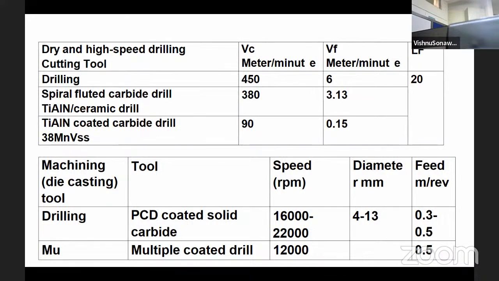One example is taken for drilling machining. Here we can use a polycrystalline diamond cutting tool material. The cutting speed is 16,000 to 22,000, the diameter of the drilling cutting tool is 4 to 13 millimeter, and the feed is 0.3 to 0.5 per revolution. These are the main advantages, right?